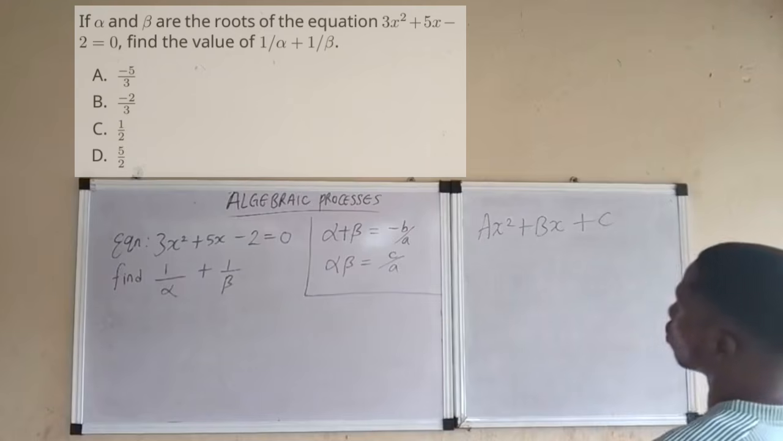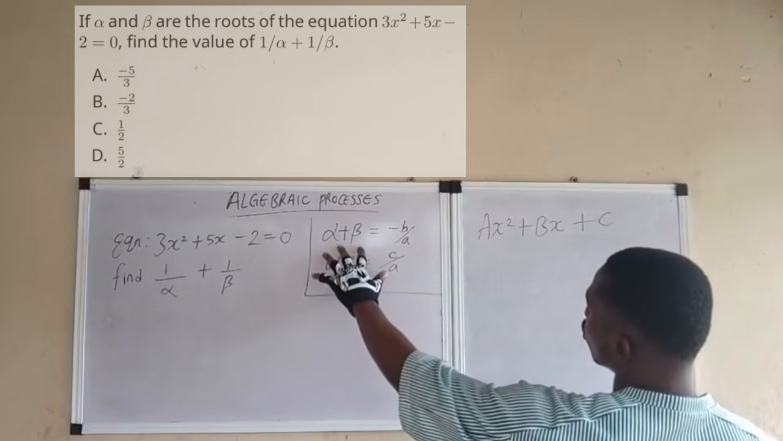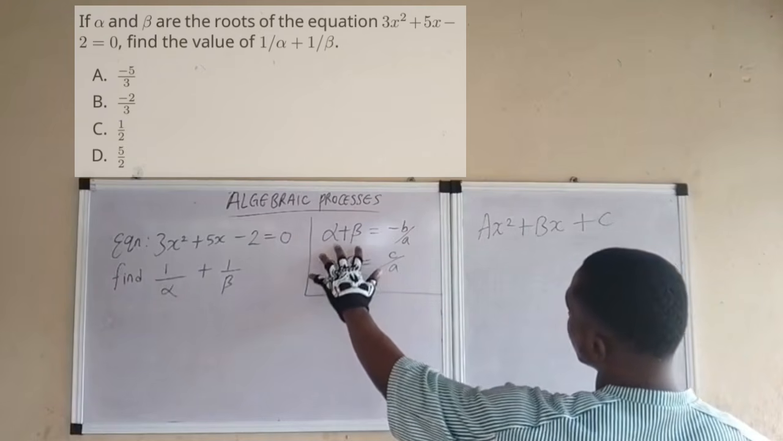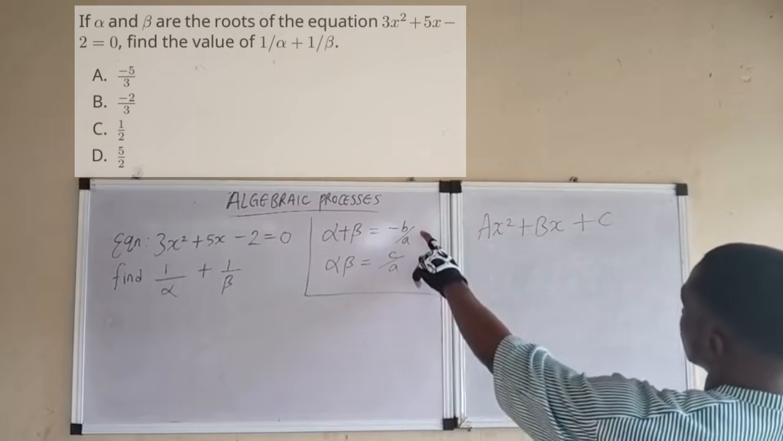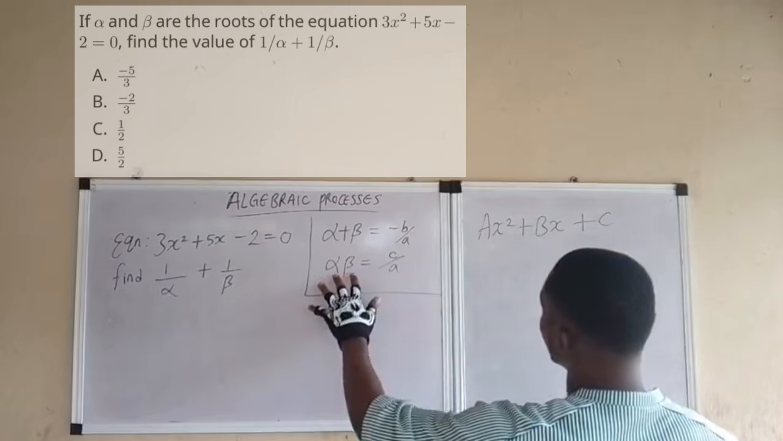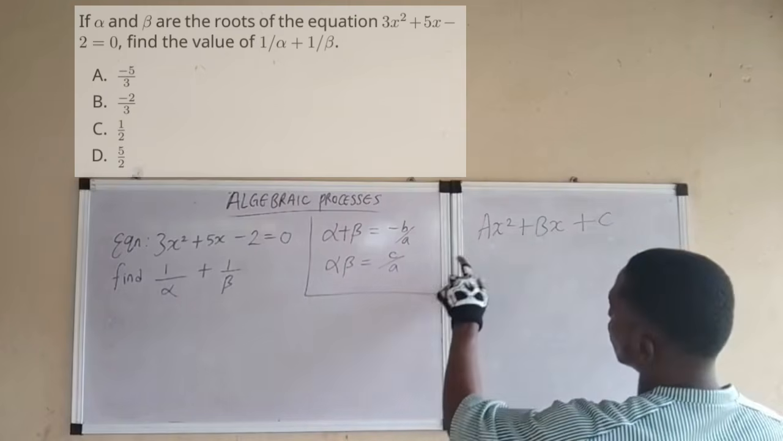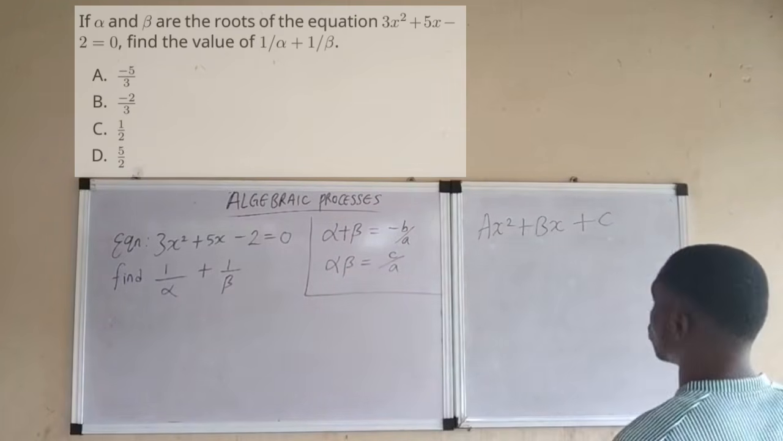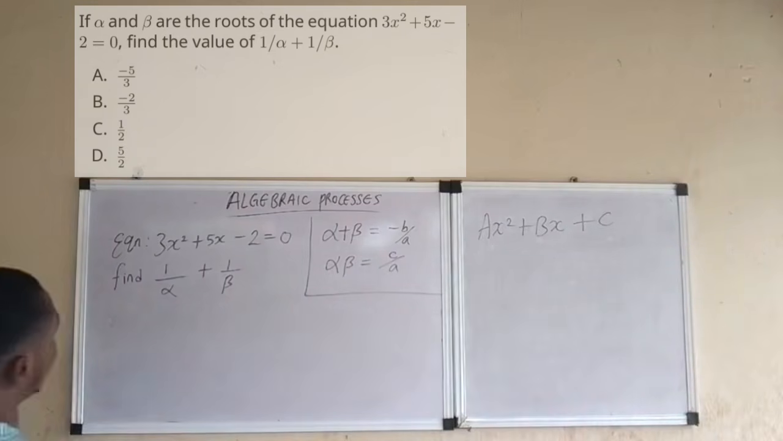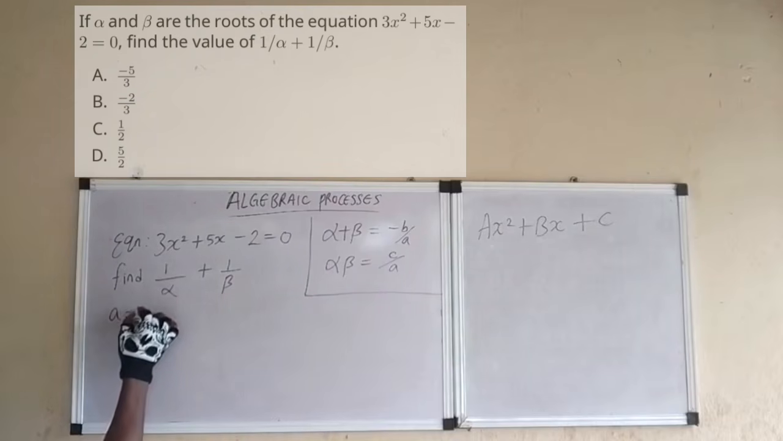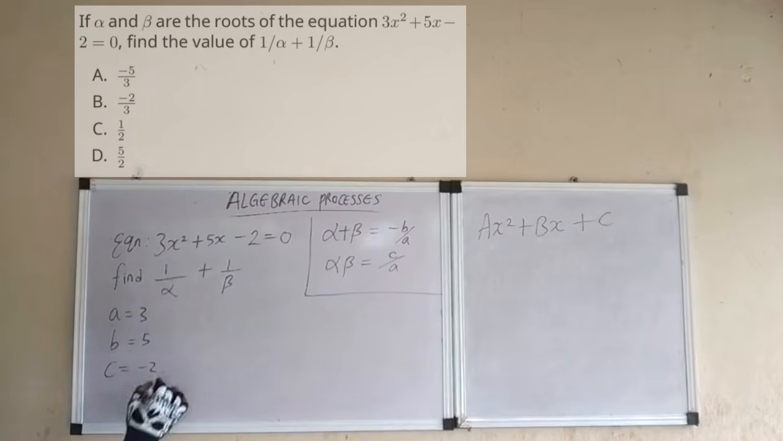All right. So, to get the sum of the roots, look for b, look for a, then express as minus b over a. To get the product of the roots, look for c, look for a, and express as what? C over a. So that is how it works. Now, let's see how we are going to simplify this. First of all, let's identify a, b, and c from the equation. From this equation, a is equal to 3, b is equal to 5, and c is equal to minus 2.